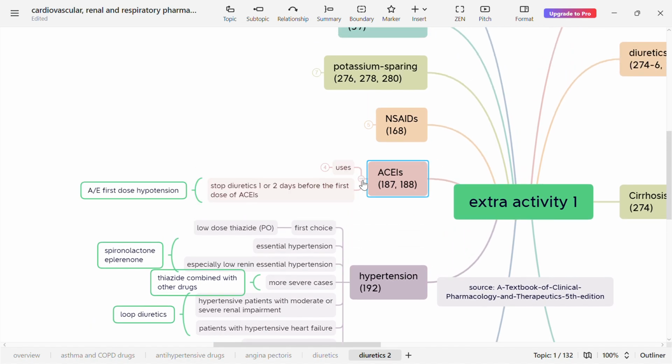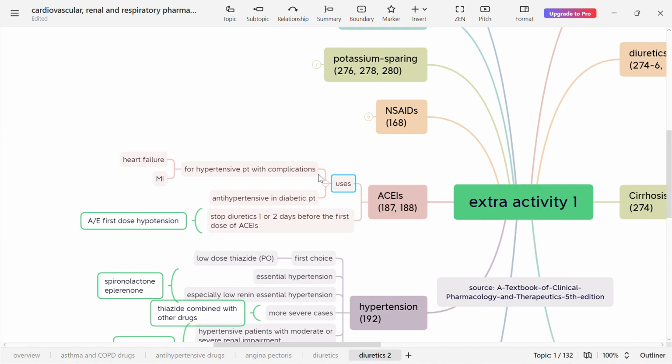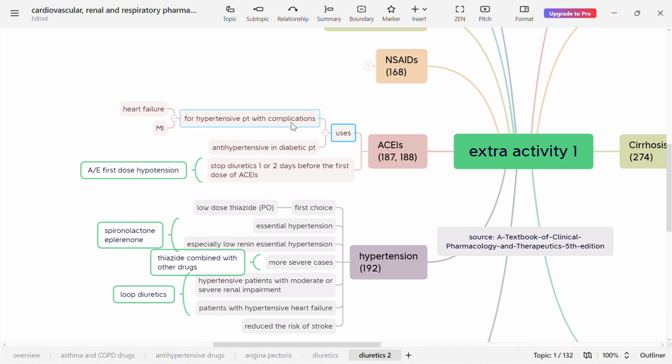Continuing, the next one is the angiotensin converting enzyme inhibitors. The uses include hypertensive patients with complications such as heart failure and myocardial infarction, and also as antihypertensives in diabetic patients. When using ACE inhibitors, before the first dose, we have to stop diuretics 1 or 2 days before. This is because if both of these drugs are combined in very near durations, it will cause first dose hypotension.